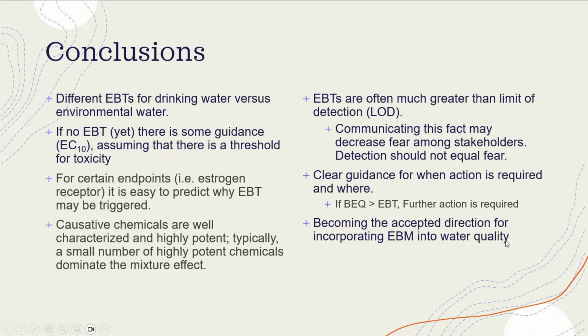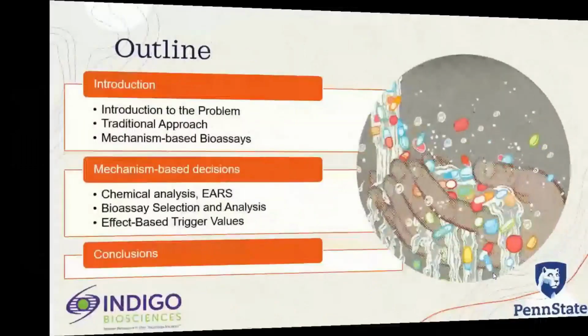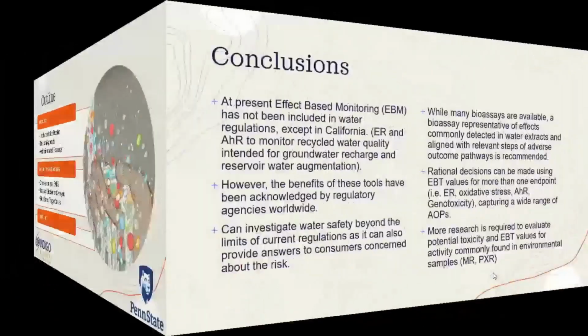And again, we can give clear guidance. If the BEQ is greater than the EBT, then further action is necessary for that particular site or that particular time. And this is really becoming the acceptable direction in how we are using effect-based monitoring to look at water quality, because it is adding functional data as well as quantitative data into our decisions.